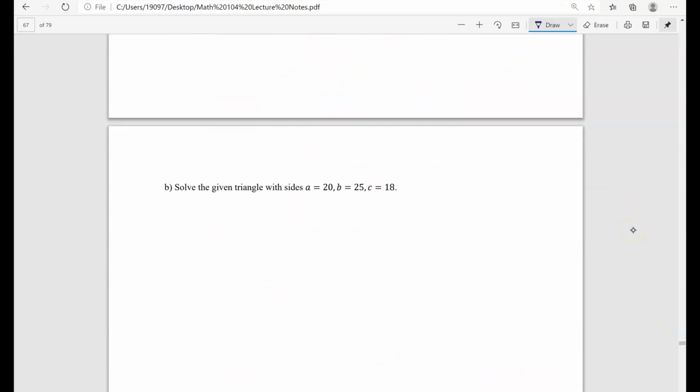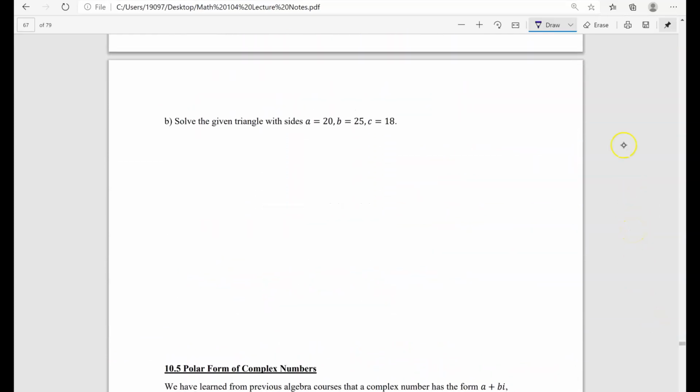Now let's do one problem where it's side side side. So solve the following triangle given the following sides. Here, let me try to draw this. I'm just going to draw a generic triangle.